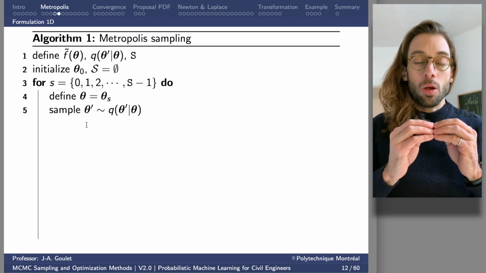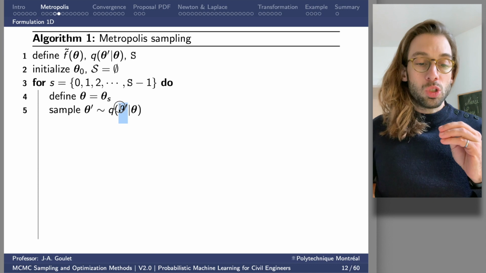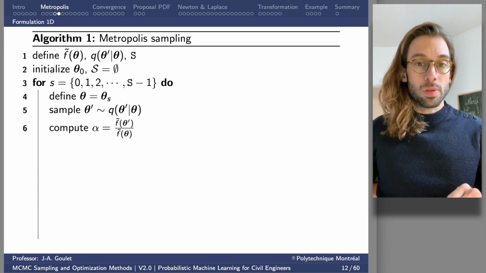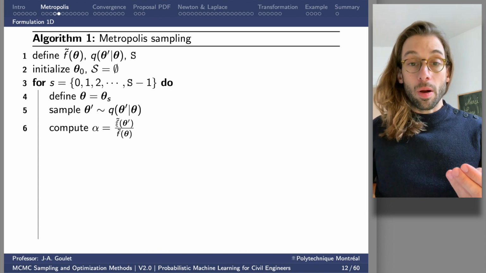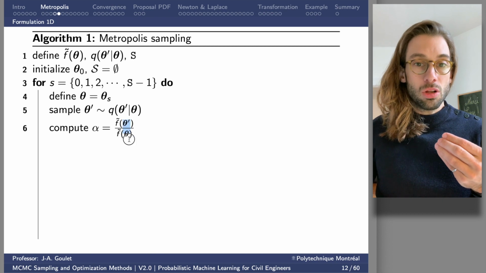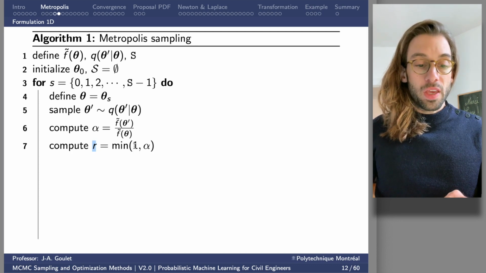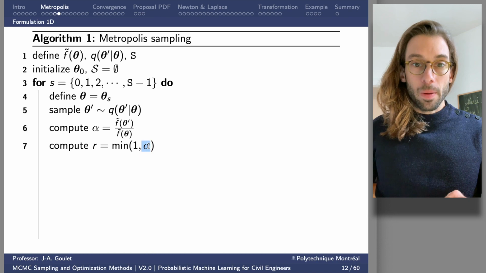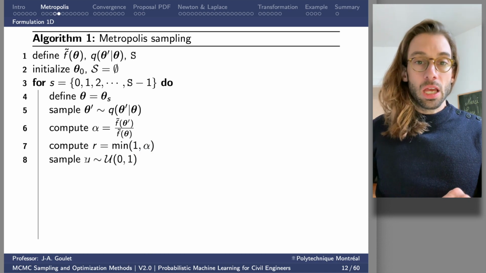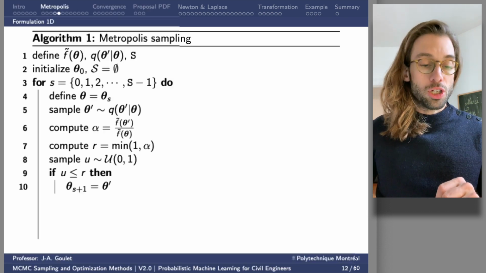Then I'm going to sample from my proposal distribution. Where do I propose to move next from my current location? I take a sample in that distribution. I calculate the ratio of my target PDF at my proposed location versus my current location. Then I compute R, which is the minimum of either 1 or alpha. Then I take a sample U drawn from a uniform distribution in the range 0, 1.